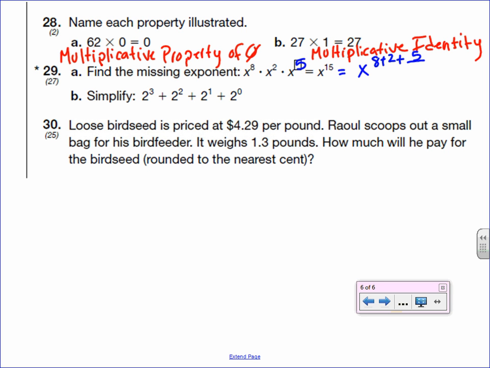And then we're going to simplify. When you're adding, there's no quick way to do these. You have to figure out what each one equals. So 2 to the 3rd is 2 times 2 is 4 times 2 is 8. 2 squared is 2 times 2 is 4. 2 to the 1st is 2. And then anything to the 0 power is 1. 8 plus 4 is 12 plus 2 is 14 plus 1 is 15.